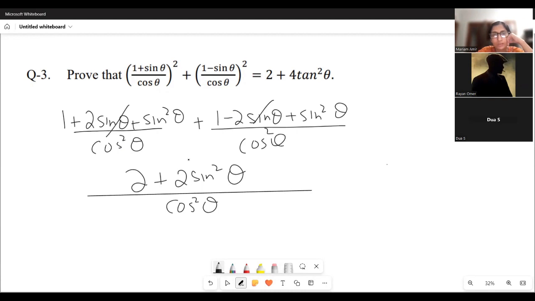Now what? How do I change this into 2 plus 4 tan square theta? We got 2 and then 2 there, and 2 sine theta and minus 2 sine theta cancels out. How do we get 2 plus 4 tan square theta? 2 tan square theta could be, but no, it can't be. I feel like there's something off about this question. Because 2 over cos square theta will come, plus 2 sine square theta will come.